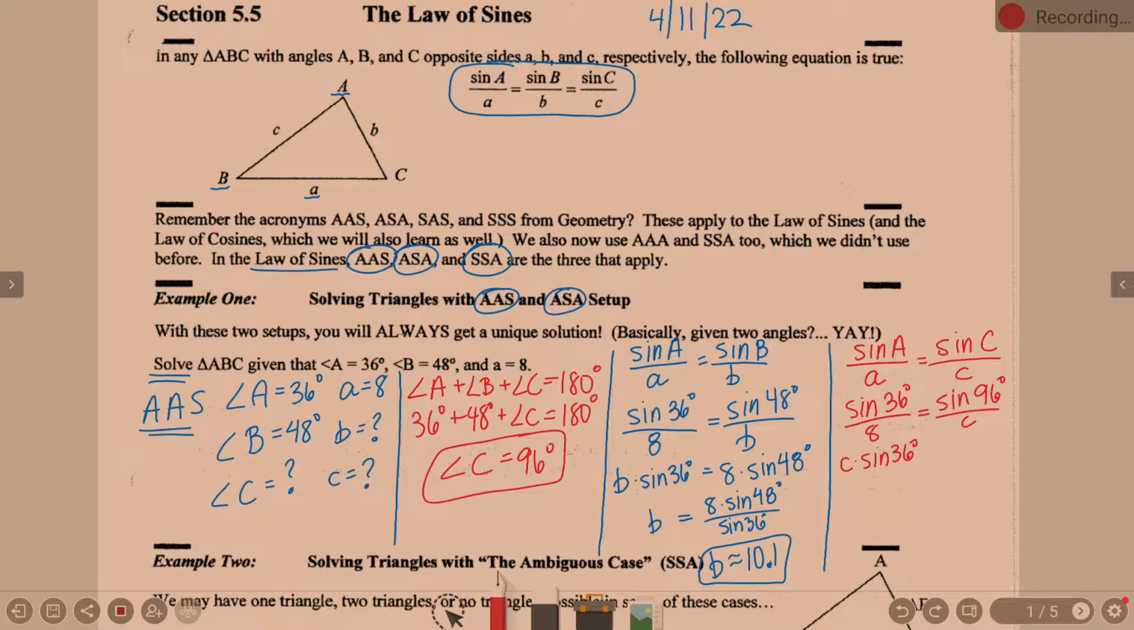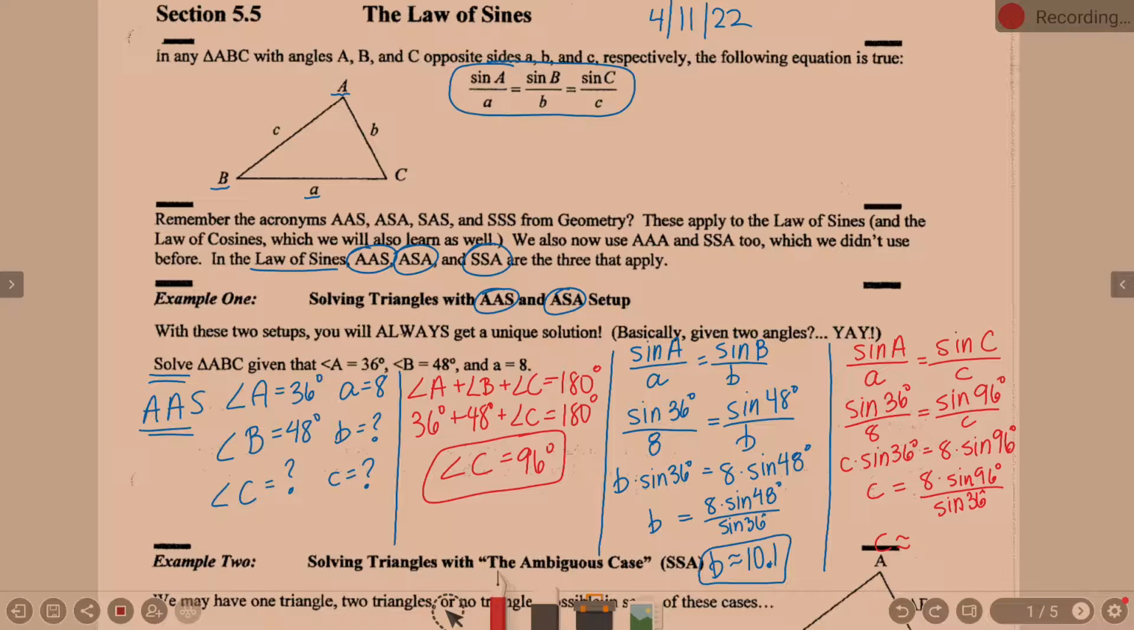So cross product says C times sine of 36 degrees equals 8 times sine of 96 degrees. In order to solve for C, you, of course, divide: 8 times sine of 96 degrees divided by sine of 36 degrees.